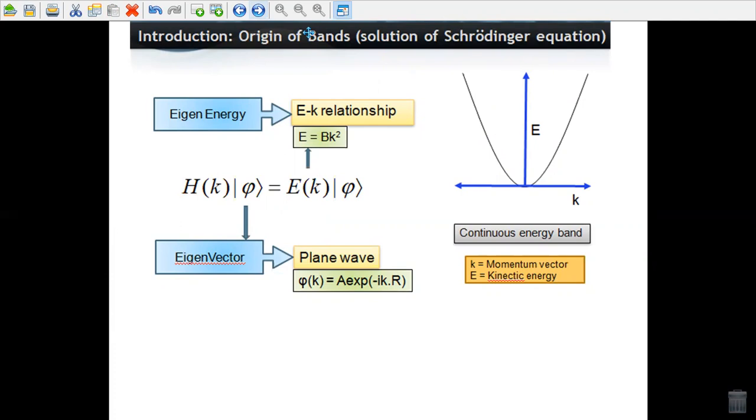So we have come across the origin of bands inside the lattice, and using the Schrodinger equation, the E-k relationship is like this: if k takes continuous values, then the E-k relation is a parabolic kind of energy, and energies are continuous. So continuous energy bands evolve from the assumption of the free electron. So this is the H psi equals E psi eigenvector. This gives the plane wave type solution, A e to the power i k dot r.